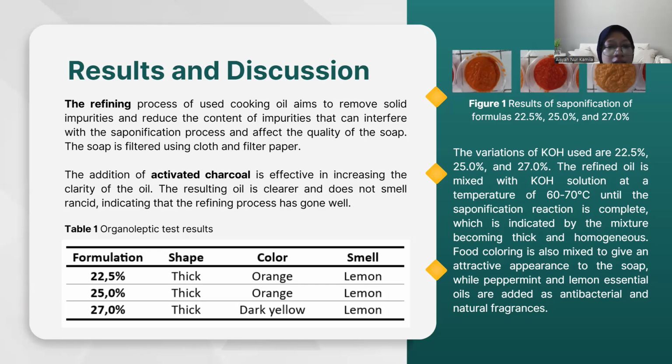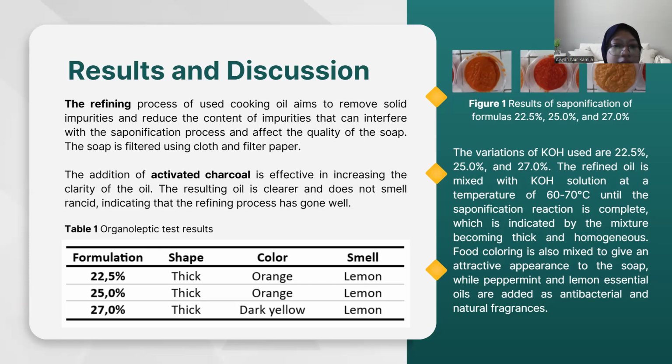Food coloring is also mixed in to give the soap an attractive look, while the essential oils, peppermint and lemon, are added as natural fragrance. The essential oil used in this study not only provides a fresh aroma but also acts as a natural antibacterial, which improves the hygienic quality of the soap products. In addition, Texapon is used for adding foam to the soap and assisting in the thickening process of the soap.